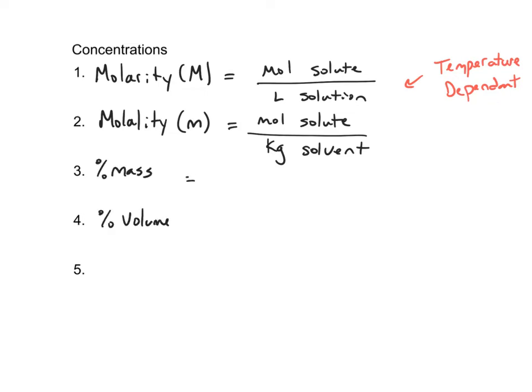Percent by mass is defined as grams of solute over grams of total solution. And that makes sense. If somebody tells you that something is 5% by mass, that means for every 100 grams of stuff, 5 grams is solute, so 5%. It's the same with volume. If you've got percent by volume, it's milliliters of solute over milliliters of total solution.